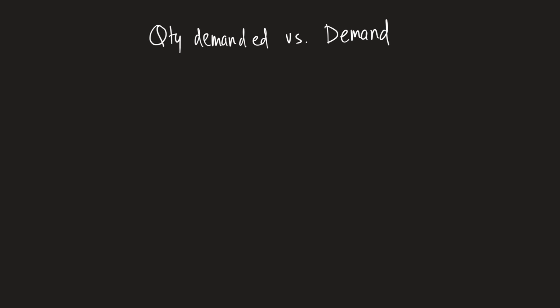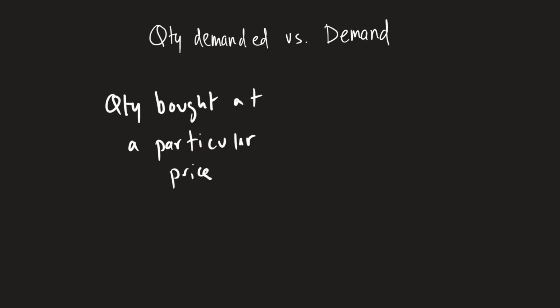Now that we know that the demand curve is downward sloping, I want to distinguish between quantity demanded versus demand. When we say quantity demanded, we mean quantity bought at a particular price, which means that whenever there is a change in price, we don't say demand changes, we say quantity demanded changes, because quantity bought at a particular price will change.